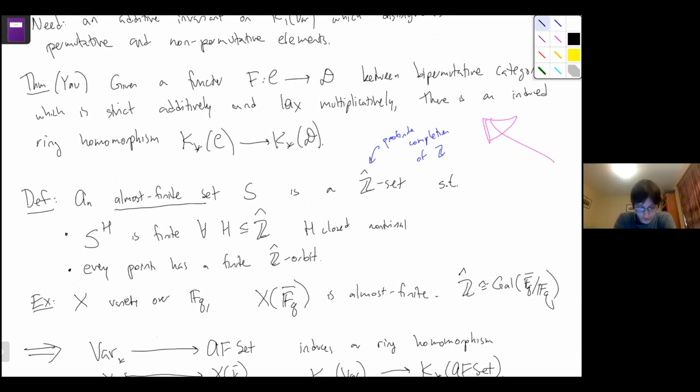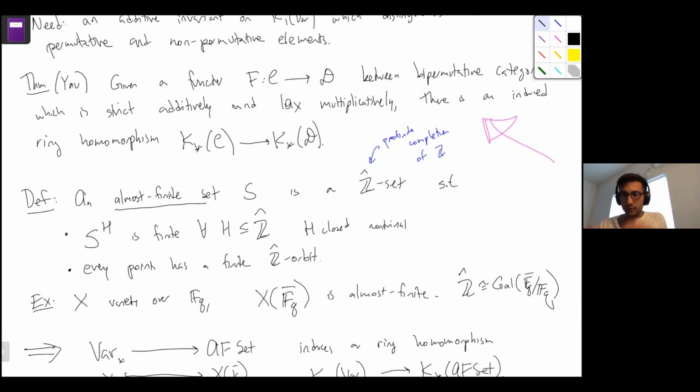Var is not one of those, but this is one of the things I was glossing over, because discussing it properly would take the whole talk, and that wasn't what I wanted to talk about. But there is a construction of the K-theory of varieties, which constructs a helper category, which is bipermutative.